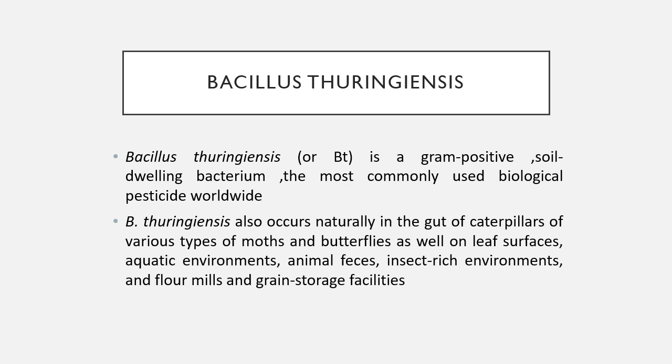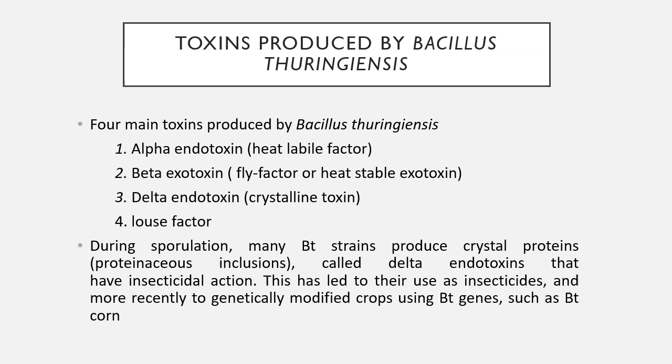Then, here our topic comes. Bacillus thuringiensis, which is also known as Bt, is a gram-positive, soil-dwelling bacterium, and it is most commonly used as a microbial pesticide all over the world. Bacillus thuringiensis also occurs naturally in the gut of the caterpillars of various moths and butterflies, as well as on leaf surfaces, aquatic environments, animal feces, insect-rich environments, and flour mills and grain storage facilities.